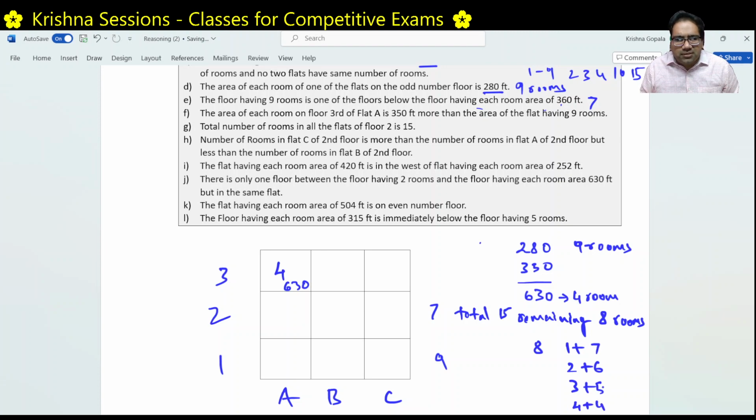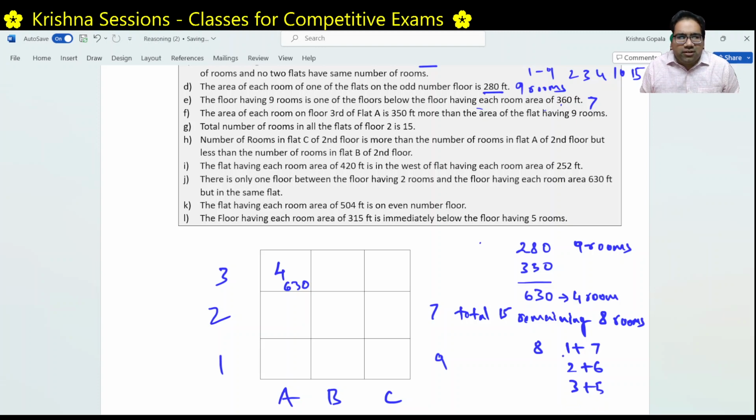After that, again 5 plus 3 will become the same. 6 plus 2 will again become the same. 7 plus 1 will become the same thing. It is just a reversal of the order, right? Now 4 plus 4 cannot happen firstly because two flats cannot have the same number of rooms. That was our first condition. So we cannot have 4 plus 4 combination. So this we will remove.